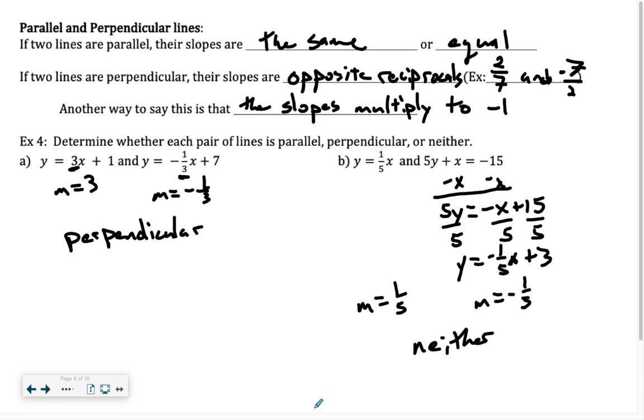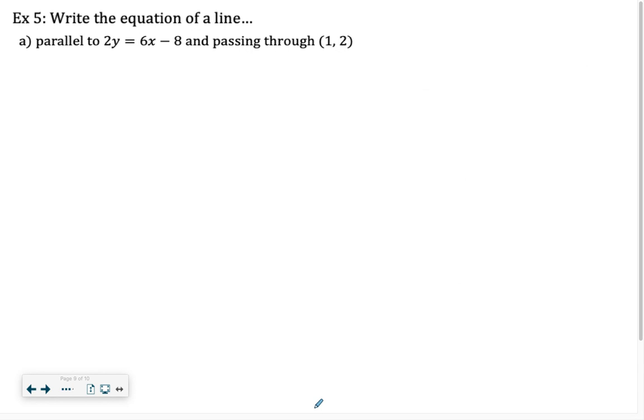All right. So the last idea then is to write the equation of a couple of lines. First, we'll look at a parallel example, and then we'll do a perpendicular example. So first, I want to write the equation of a line that is parallel to this given line that goes through this point. Okay, well, if I want my new line to be parallel, I want it to have the exact same slope as this line.